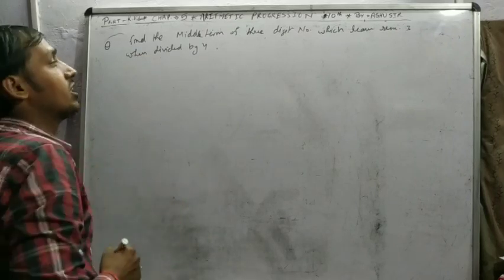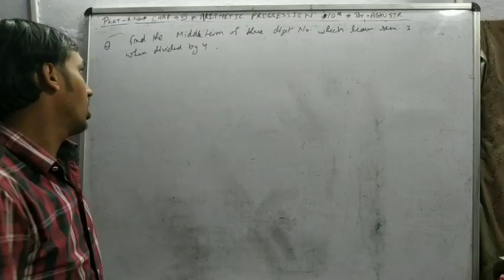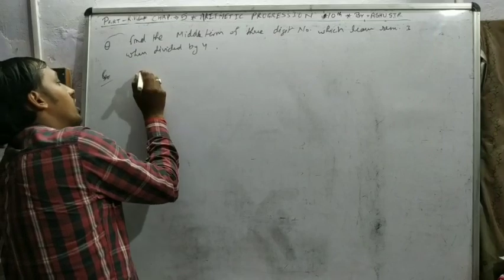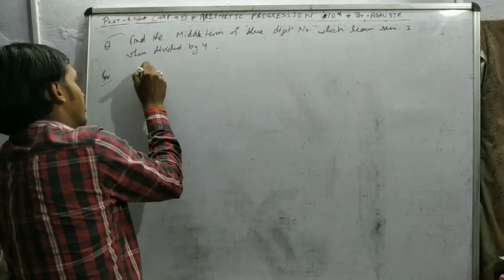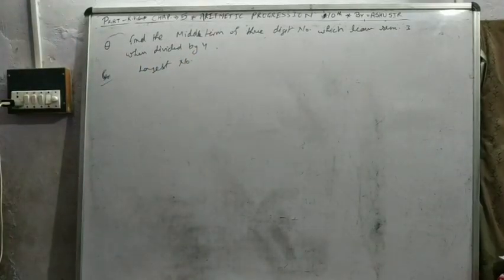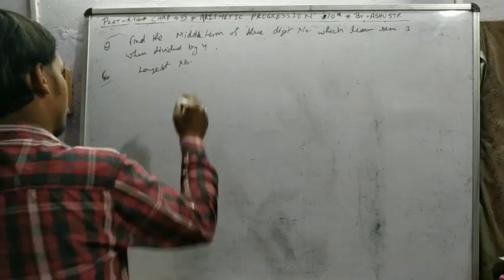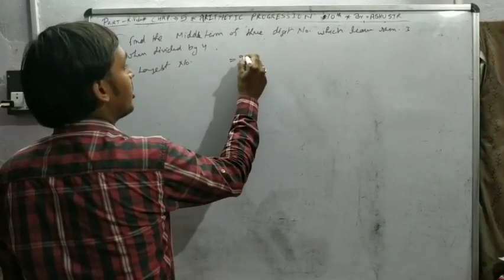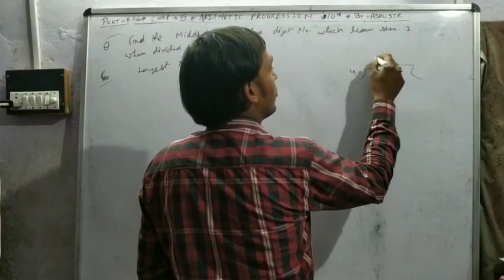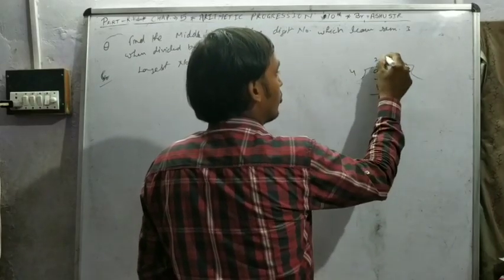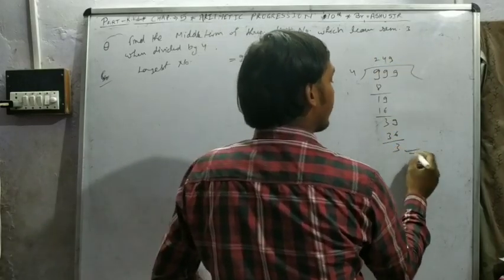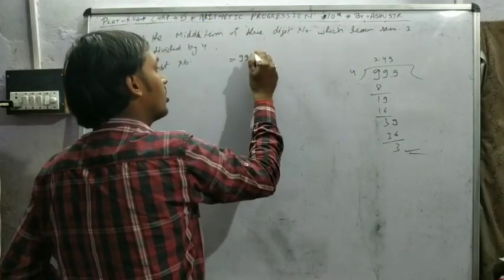So the question is: find the middle term of the 3-digit numbers which leave remainder 3 when divided by 4. The largest number is 999. When divided by 4, 4 times 249 is 996, it gives remainder 3. Means this number is okay.